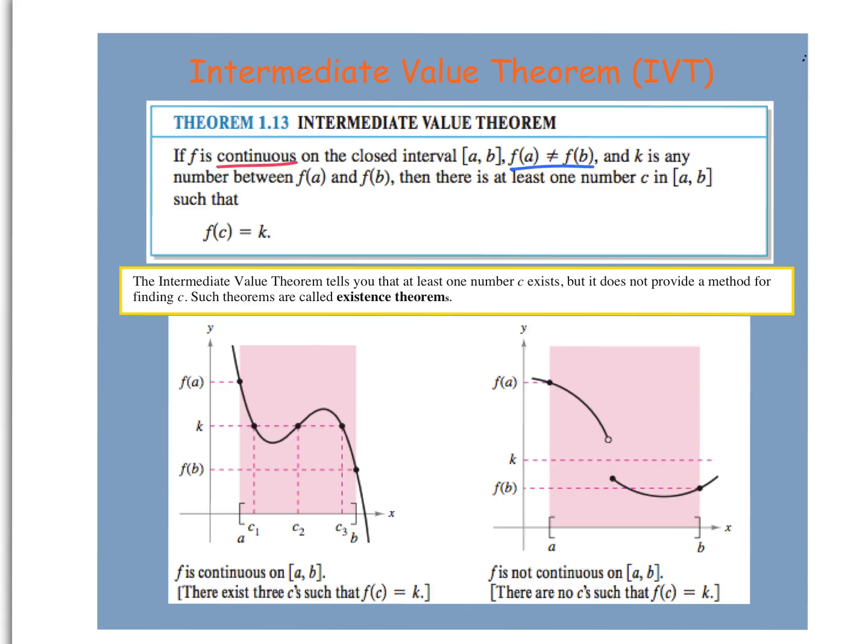All right, let's stop there. What does f of a not equal f of b mean? Yes, that it's not the same y value. So we have differing y values. Good. Keep going. And k is any number between f of a and f of b, then there is at least one number c in [a, b] such that f of c equals k. All right, fantastic. So this is called an existence theorem. It means something will exist on it.